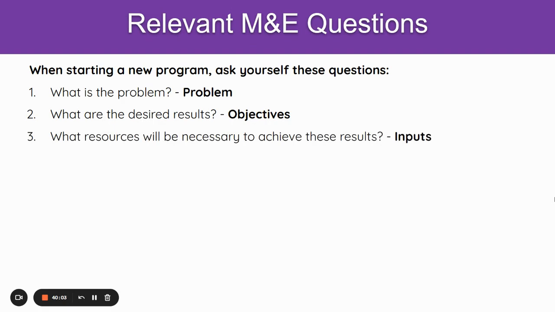So, the third question we should ask ourselves when we are developing a new program is: once we have crafted or decided on the objective for our project, we need to determine the resources necessary to achieve our results. These resources are inputs: human, materials, equipment, financial, and other resources you believe, based on the project objectives, are important for the project to be successful. They are inputs. You need to think about that.